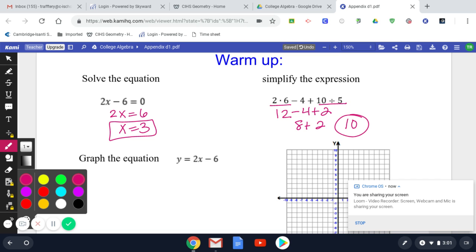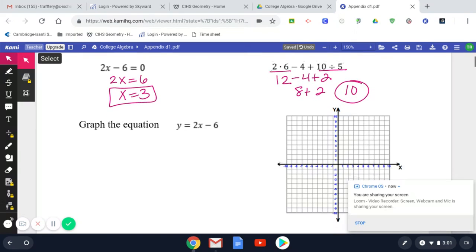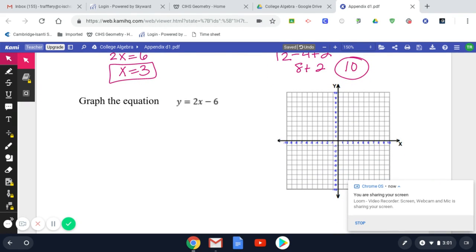To graph the equation, SST meeting in room 130. Again, SST meeting in room 130.